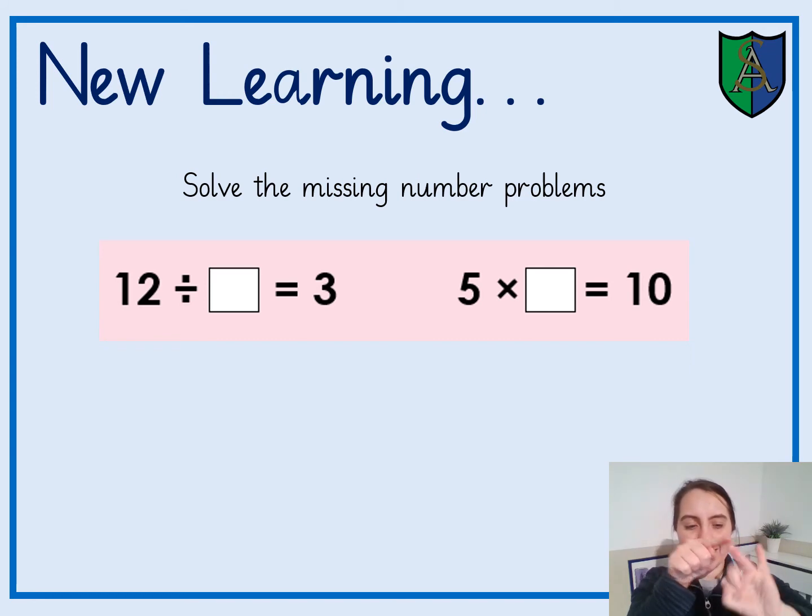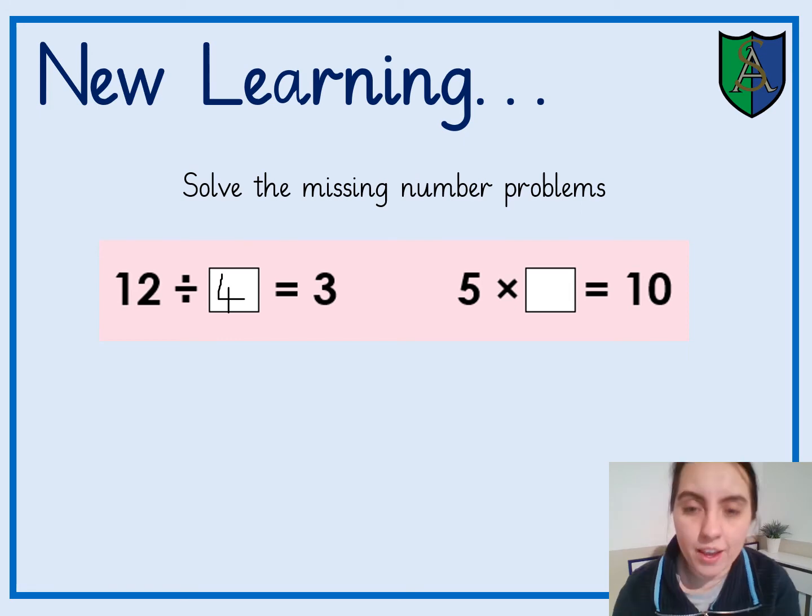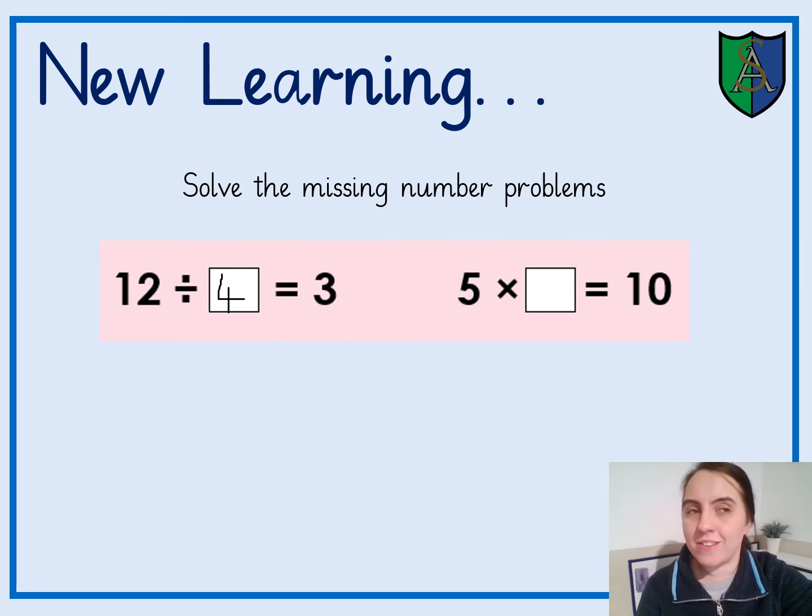3, 6, 9, 12. So the missing number in our problem must be 4. Let's write it in there now. Okay, so 12 divided by 4 is equal to 3. And if we were to check that using one of our picture methods, so if we were to draw out our 12 dots and group them into 4s or group them into 3s, then we would know that that answer would be correct. So if you'd like to do that, then please feel free. You can pause the video and have a little go.